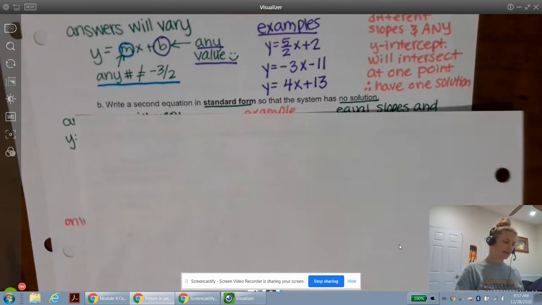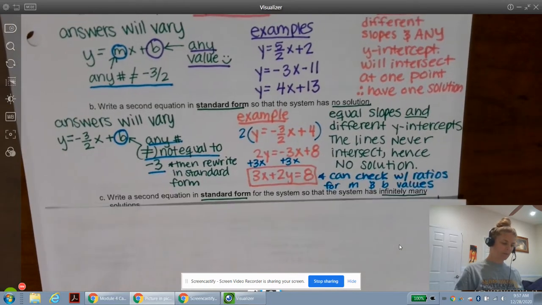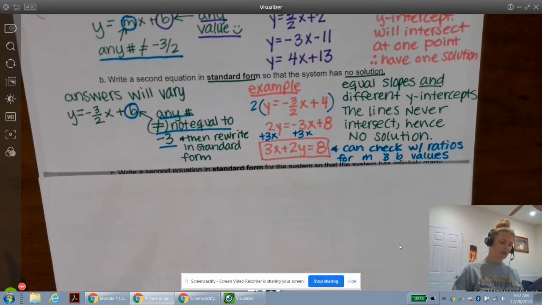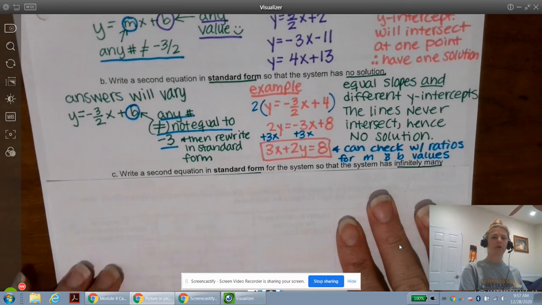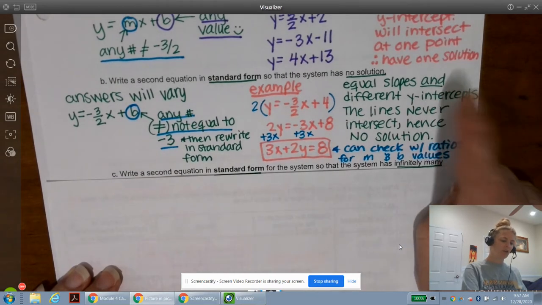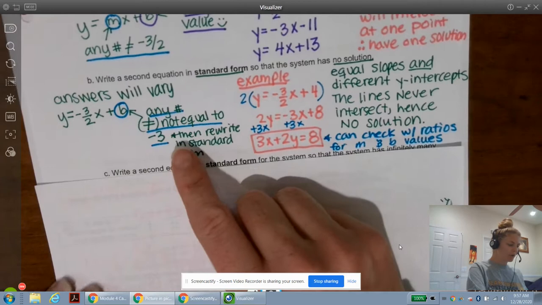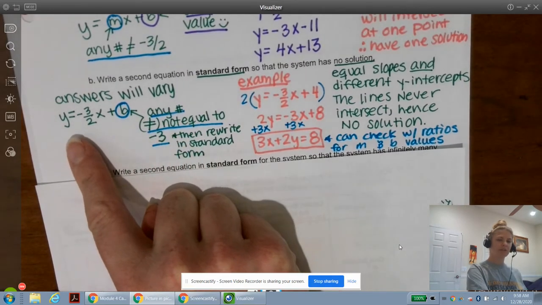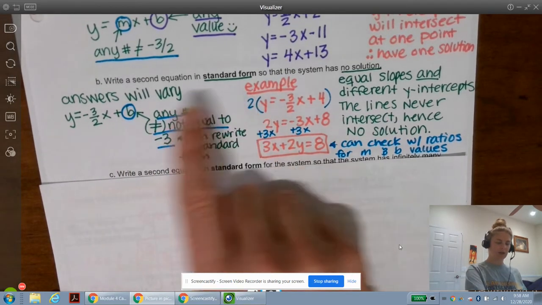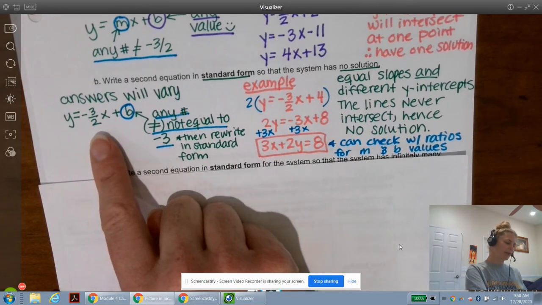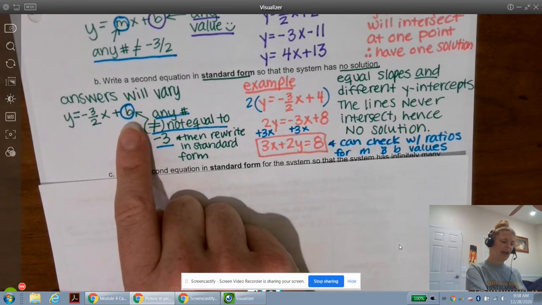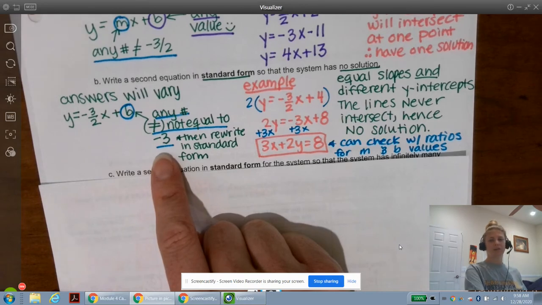For b, we needed a second equation in standard form so that the system has no solution. Remember, no solution means we need equal slopes and different y-intercepts, so the lines never intersect, hence there's no solution. Your answers will vary, but if you start with slope-intercept form and then rewrite into standard form, notice y equals -3/2 x plus b. This b can be any number except -3. So it could be 5, it can be -2, it can be +3, but it cannot be -3.